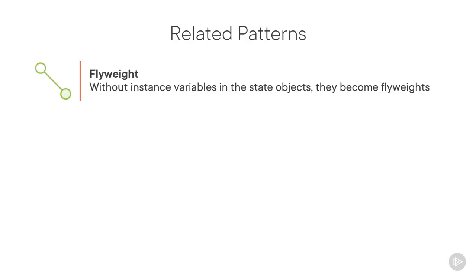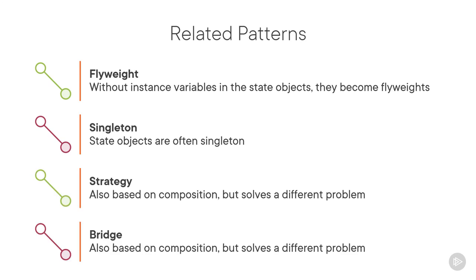There's a few related patterns. The first one is the flyweight. When you implement the state pattern without instance variables in the state objects, you're essentially making these state objects shareable, which makes them flyweights. There's also a relation to the singleton pattern, as state objects often are singletons.